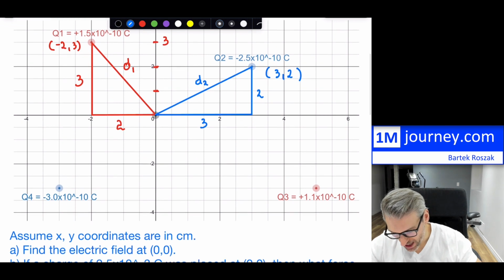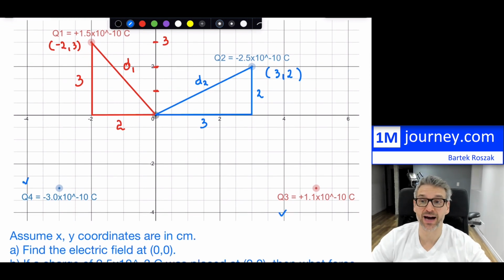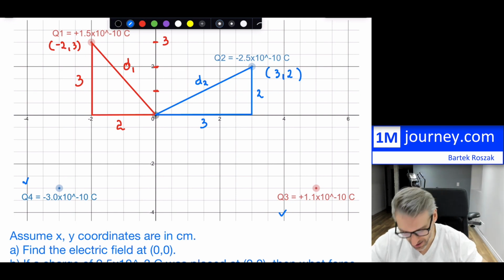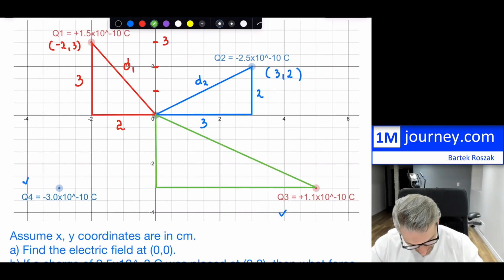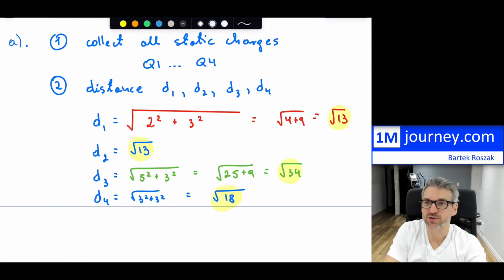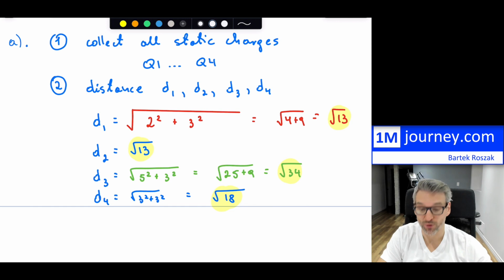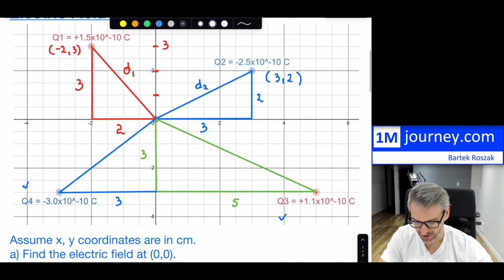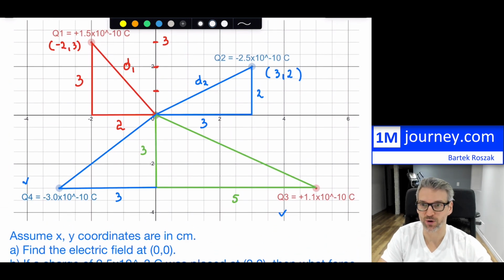Now I'm going to do that also for Q3, and I'm going to do that for Q4, and I'll be right back. All right, so that's that step. All right, welcome back. So there you go. I have now all of my distances. That was the step that I wanted to do.